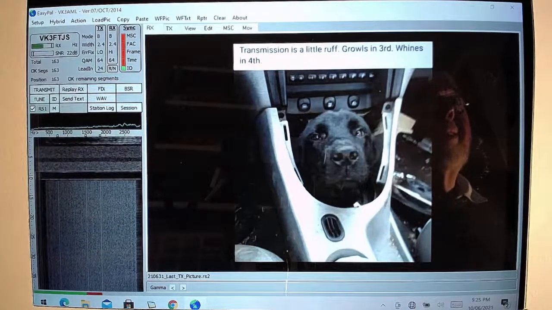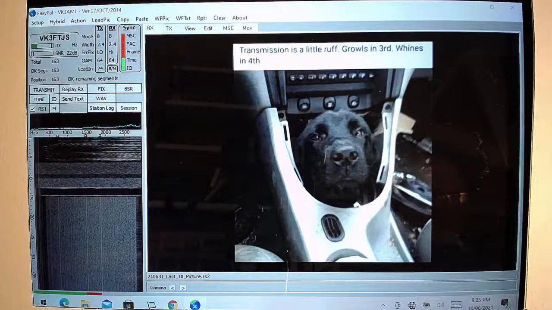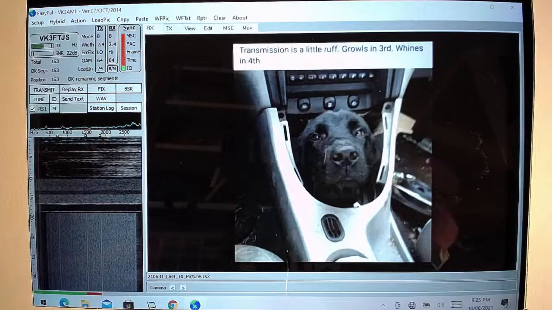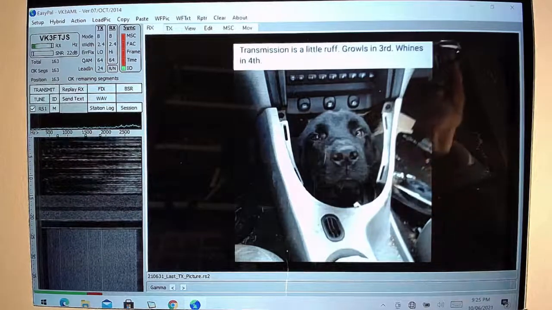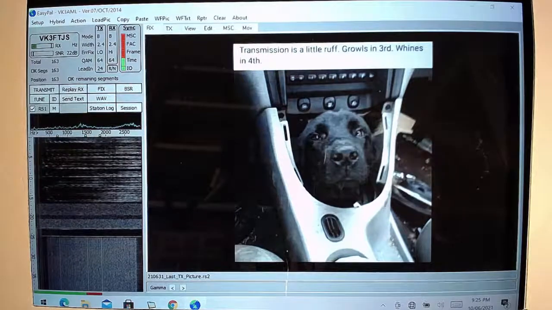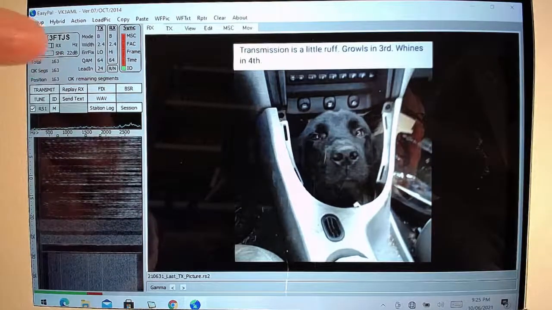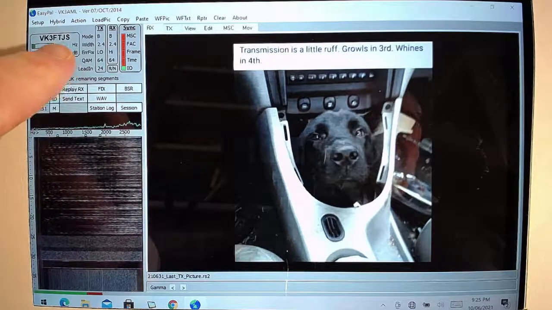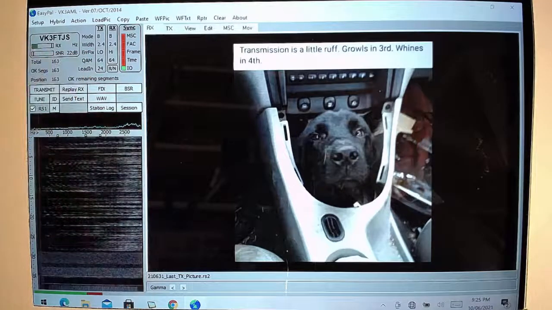VK3FTJS, VK3FTZD. Full decode on that at 20 dB here. Unfortunately, because I have my EasyPal set up to give the call sign and date received at the top of the screen, I've missed out the very first line of the text on that image. I'm sure when we come around to you, you'll tell us what that says.